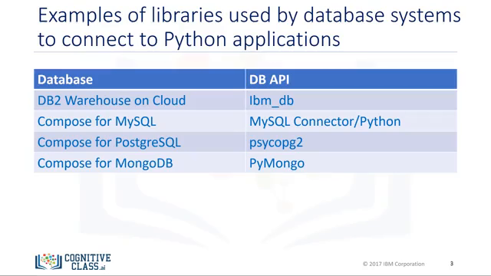As we know, each database system has its own library. As you can see, the table shows a list of a few databases and corresponding DB APIs to connect to Python applications. The IBM_DB library is used to connect to a Db2 Warehouse on Cloud database. The MySQL Connector/Python library is used to connect to a Compose for MySQL database. The psycopg2 library is used to connect to a Compose for PostgreSQL database. And finally, the PyMongo library is used to connect to a Compose for MongoDB database.